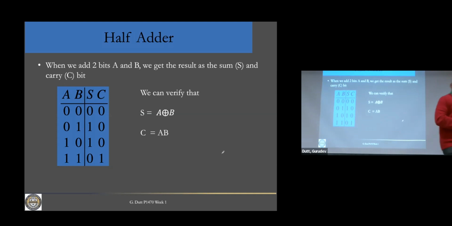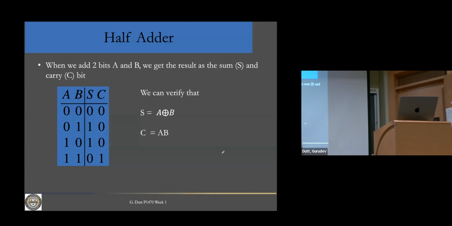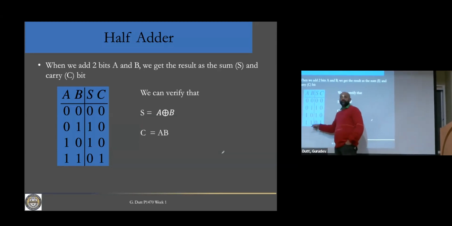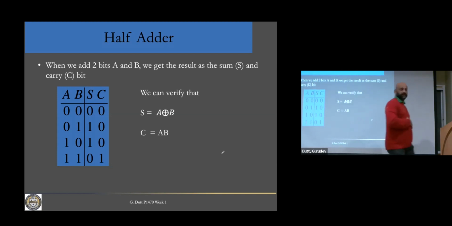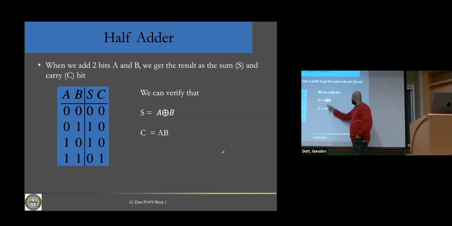Okay, so it's quite straightforward now to verify for yourself that S is just A XOR B. Because as you can see, it goes to 0 when both are high, and is 1 when either one of them is high. So that is the XOR of A and B, and C, the carry bit, is just A ANDed with B.